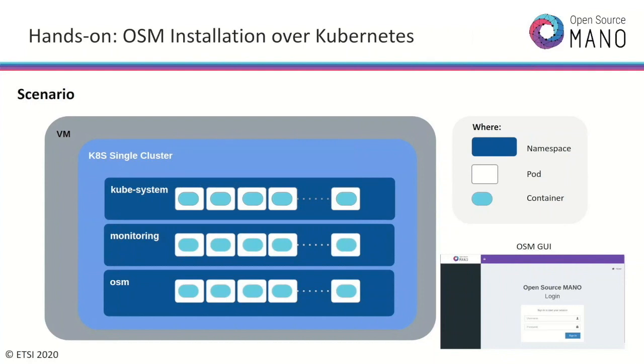So inside this cluster we will deploy, there will be three main namespaces or virtual clusters. We will have a kube-system namespace, monitoring, and we will have the OSM namespace. Inside each namespace, we will have pods created, and inside each pod, we will have a container running on it.